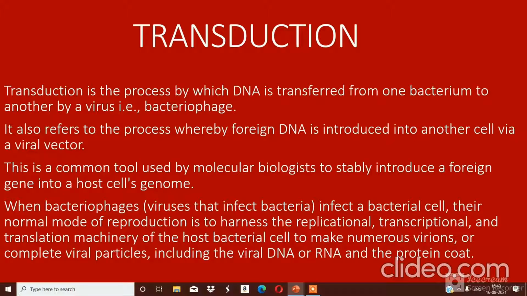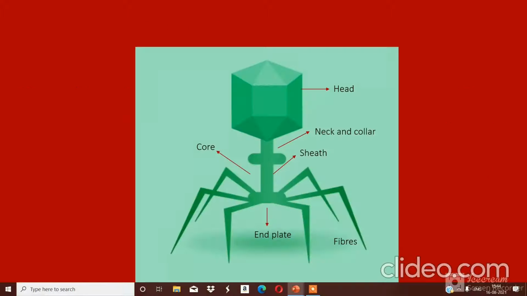cell's genome. When bacteriophages infect a bacterial cell, their normal mode of reproduction is to harness the replicational, transcriptional, and translational machinery of the host bacterial cell to make numerous virions or complete viral particles, including the viral DNA or RNA and the protein code. Means, when virus infects a bacterial cell, the aim is to produce new and more viral particles.